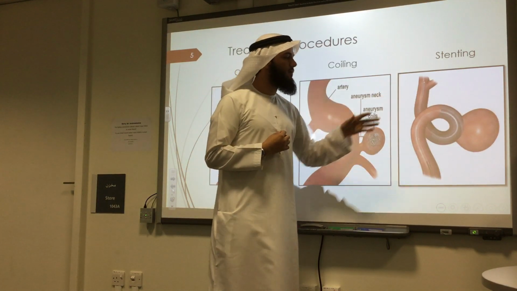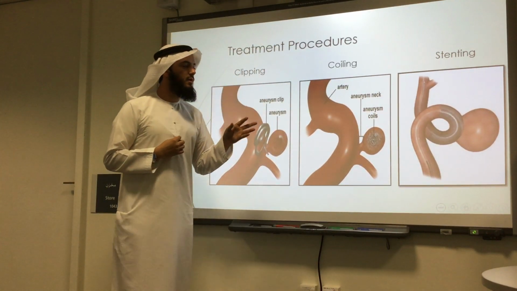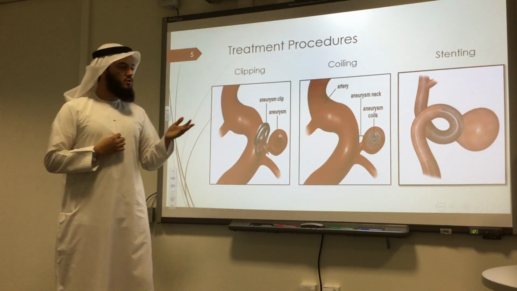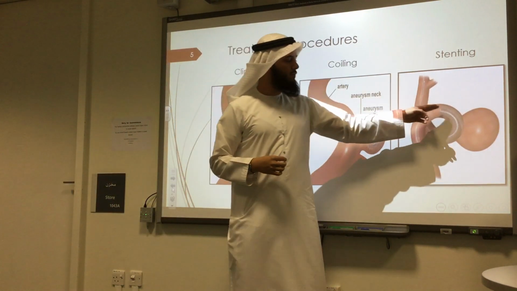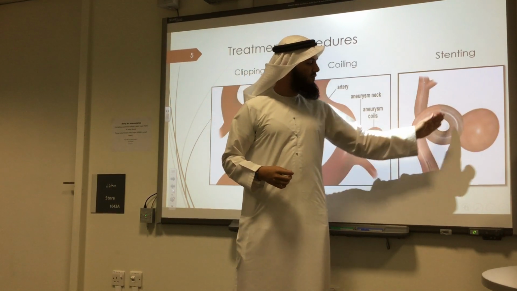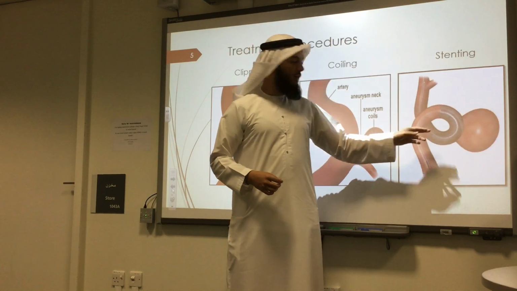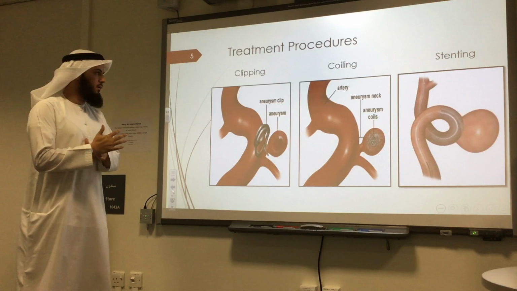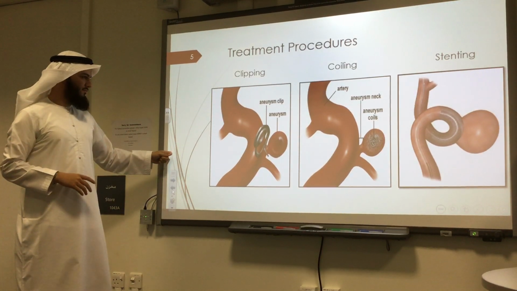The third one is stenting. Stenting is used when high velocity blood is going inside the aneurysm. So what we do is we put a mesh. This is a mesh. We put it inside so that most of the flow is diverted inside here, and small flow is going in here. Those are the 3 treatment procedures.